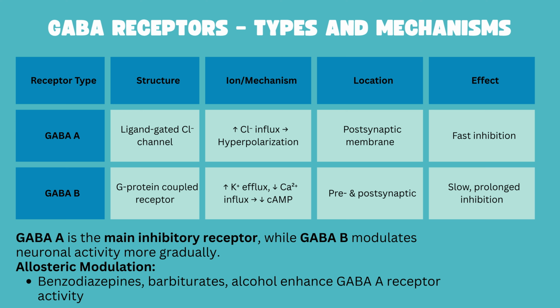GABA B, on the other hand, is a metabotropic G-protein coupled receptor. It takes the scenic route, decreasing calcium entry, increasing potassium exit, and reducing cyclic AMP levels. This causes slower but prolonged inhibition, fine-tuning the neuronal response over time. Here's a tip. Drugs like benzodiazepines and barbiturates work by enhancing GABA A, creating a calming, sedative effect, which is why they're used for anxiety, seizures, and sleep disorders.